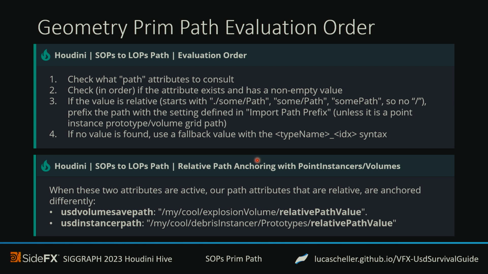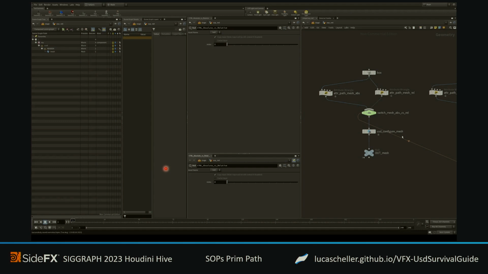How do we work in SOPs? It's pretty straightforward. We just define an attribute which defines the prim path, and then that stuff gets imported. One important thing to note: there's a relative prim path and an absolute one. Anything that starts with a dot or without a slash is relative, and relative gets imported to the prefix path you put on your SOP import node. Or if you use it for volumes and point instances, it gets imported relative to the special attributes Houdini ships. So that's just something to be aware of with the path.